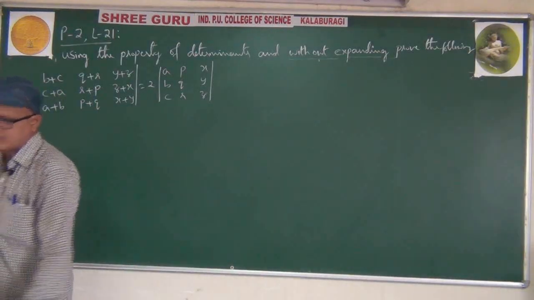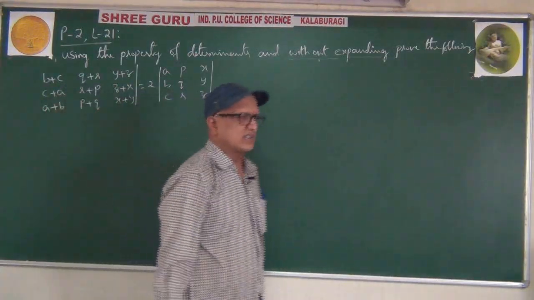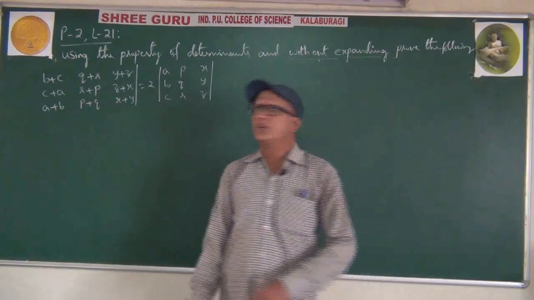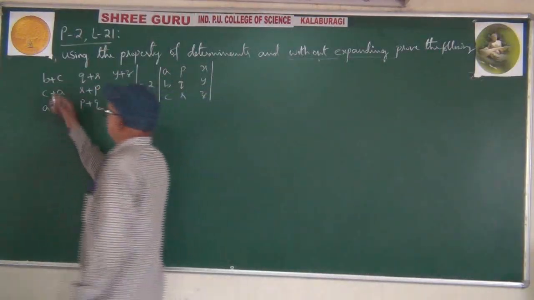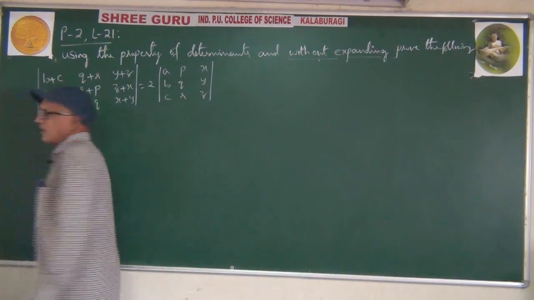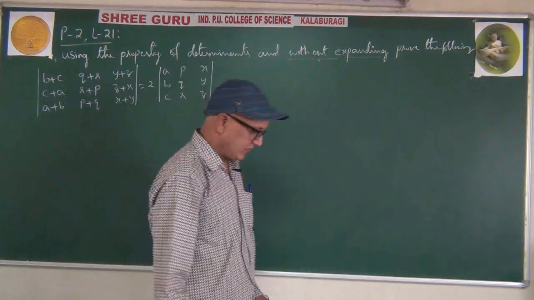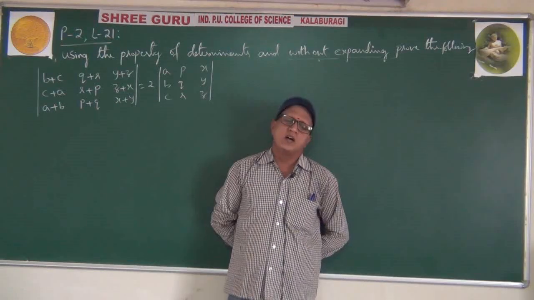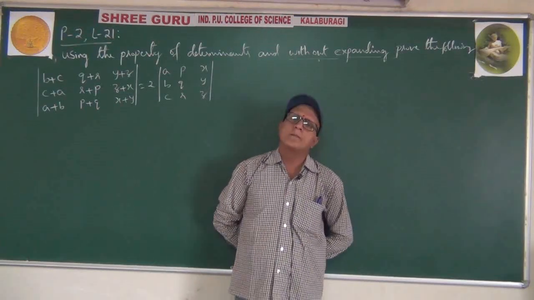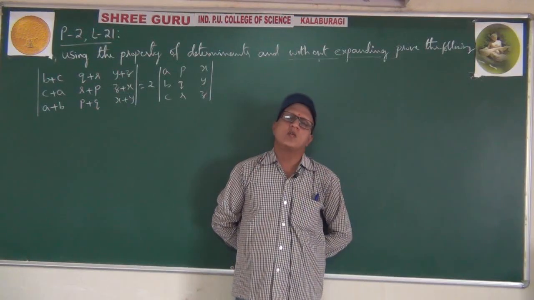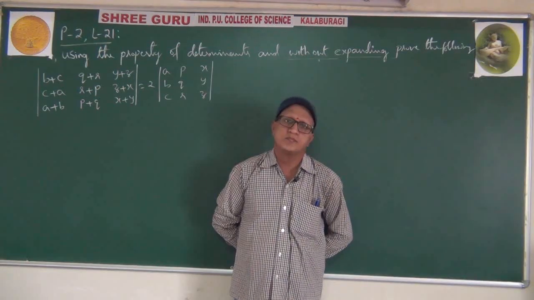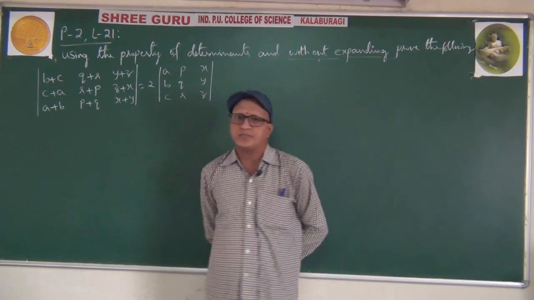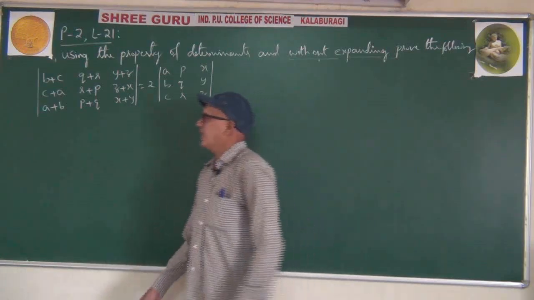It's a different question. RHS is not 0. That means two rows or two columns are not the same, or we don't get three zeros in a row or column. Why? Because RHS is not 0. Let us see how to solve it.